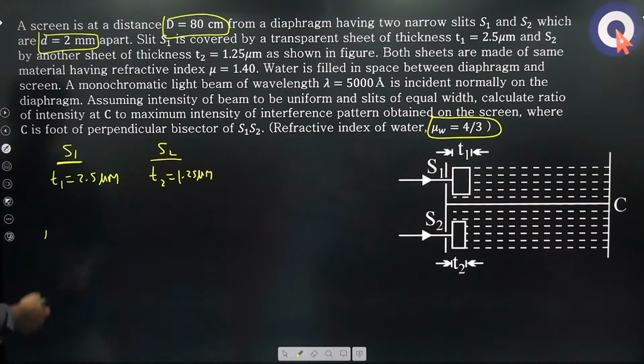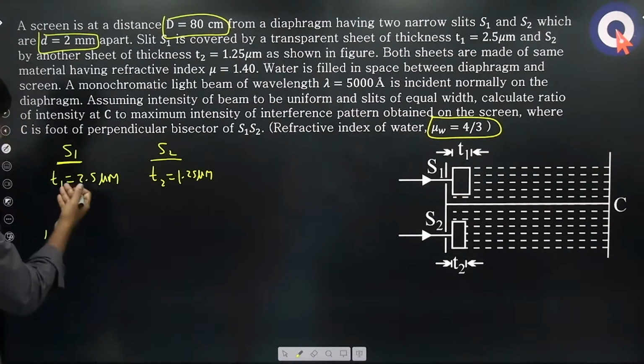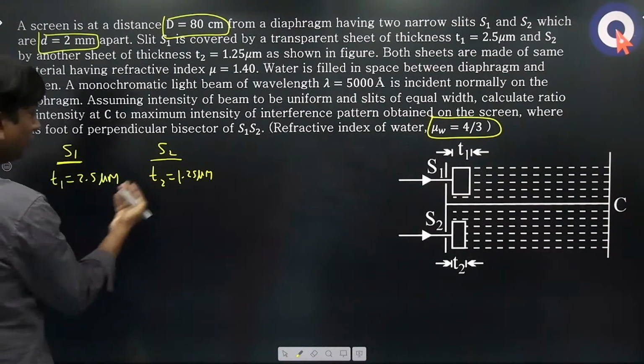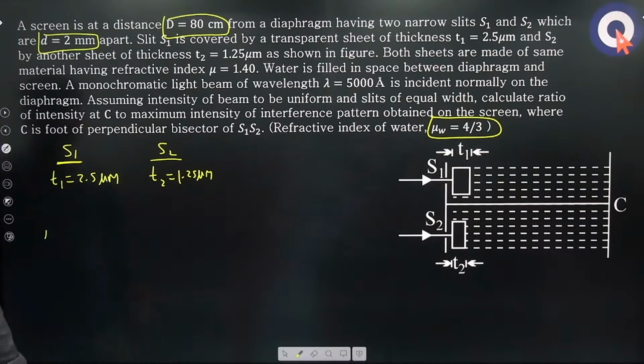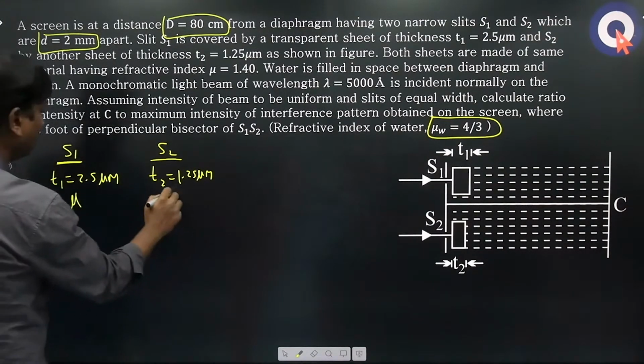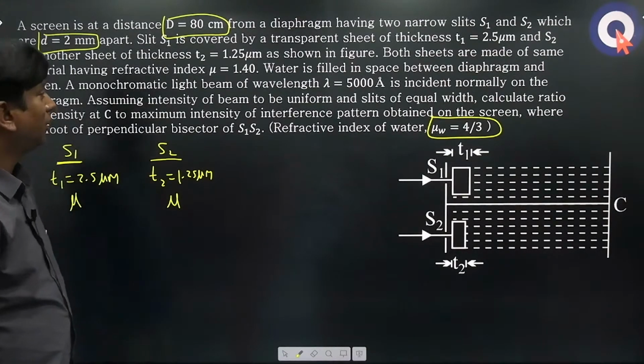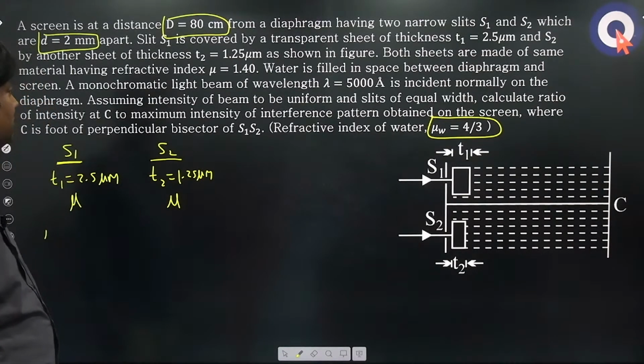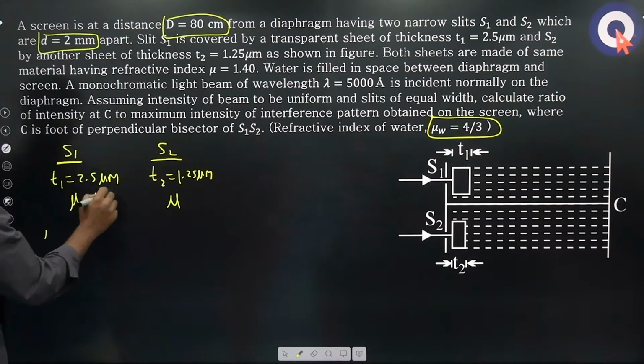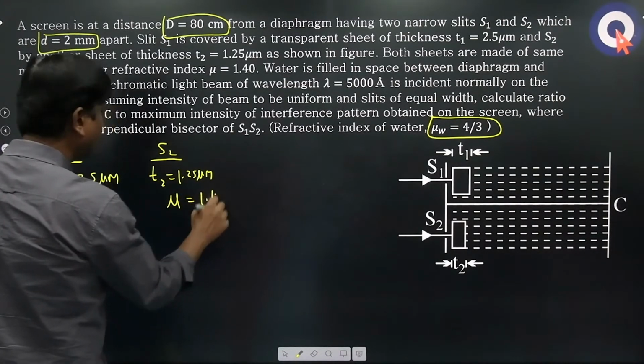Here also nu is the same, here also nu is the same. Nu of this slab is also the same, nu of this slab is also the same. So let it be nu here, let it be nu here. Same slab, but the thicknesses are different. And water is also filled. This is given as 1.4.